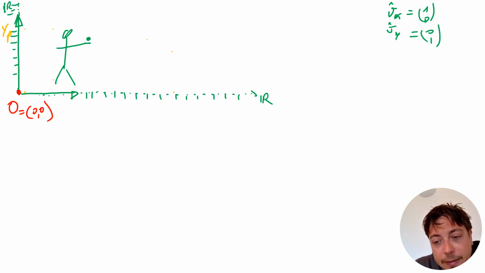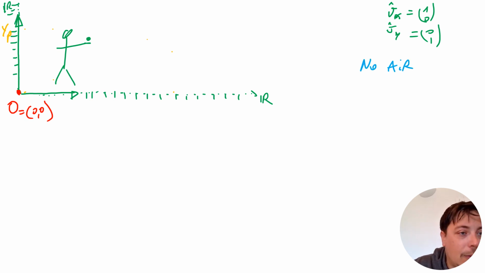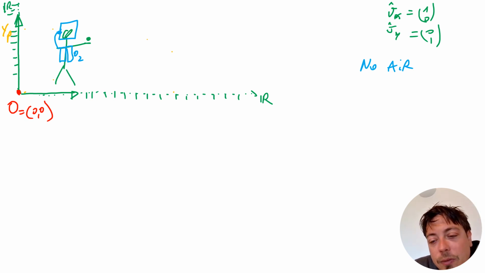Now let's make some assumptions. There are many assumptions here. The first one is, let's say there is no air. So our man here must wear a mask and some oxygen, O2 supply. Because there is no air, he cannot breathe, but we make him breathe with some equipment. So there is no air because I don't want to deal with friction.